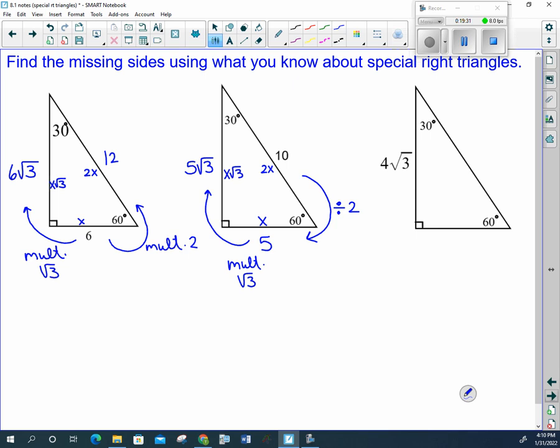Over here, I know the longer leg or the medium side. So I want to find the shortest leg or the shortest side. So if I want to go from here to here, I would divide by square root of 3. And that's going to turn out to be 4. So this side is 4, so that means this one is 8. Because when I go from here to here, I multiply by 2.